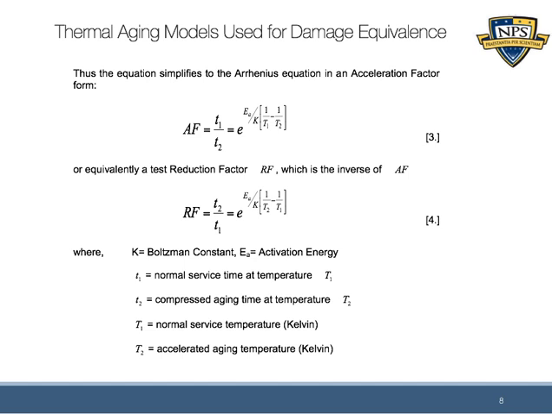Okay? So some of the variables you're seeing here, one, the K is the Boltzmann constant. E sub A is an activation energy. We'll talk about those, not K. K is a constant. We're going to just leave that one be. The activation energy we'll talk about more shortly. Lowercase t1 is the normal service time at temperature T1. t2 is the compressed aging time at temperature T2. And then capital T1 is the normal service temperature, right? So this is the typical temperature of the item. And T2 is the accelerated aging temperature.